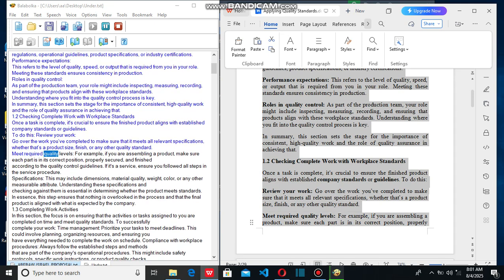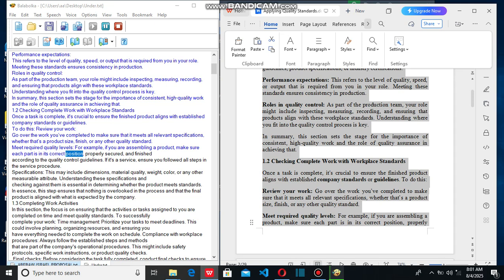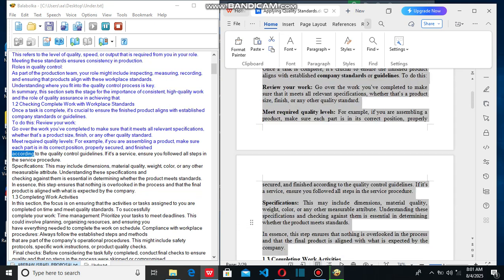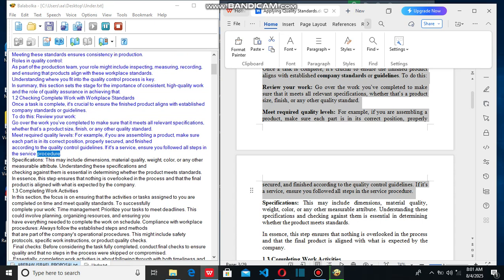Meet required quality levels. For example, if you are assembling a product, make sure each part is in its correct position, properly secured, and finished according to the quality control guidelines. If it's a service, ensure you followed all steps in the service procedure.